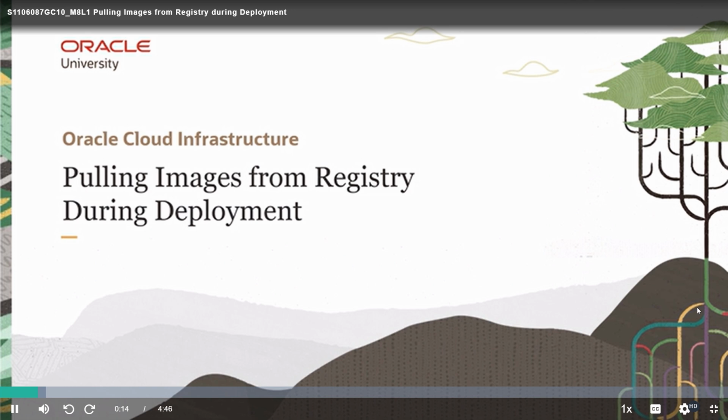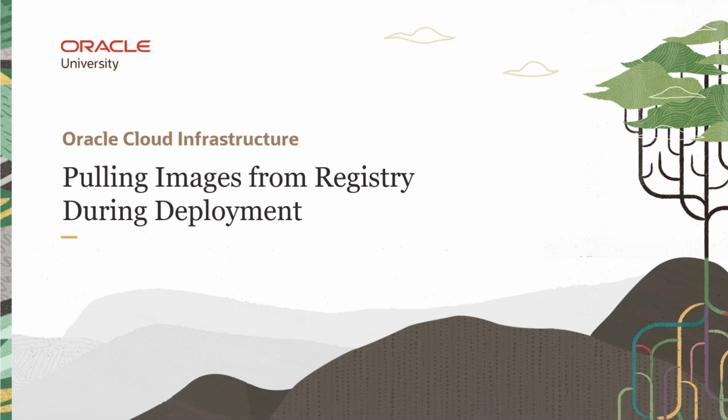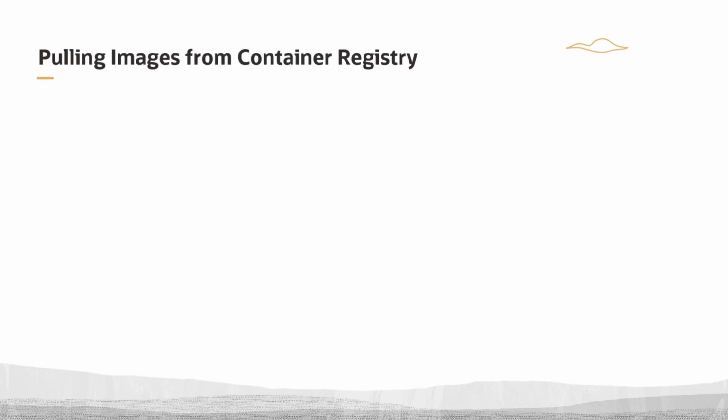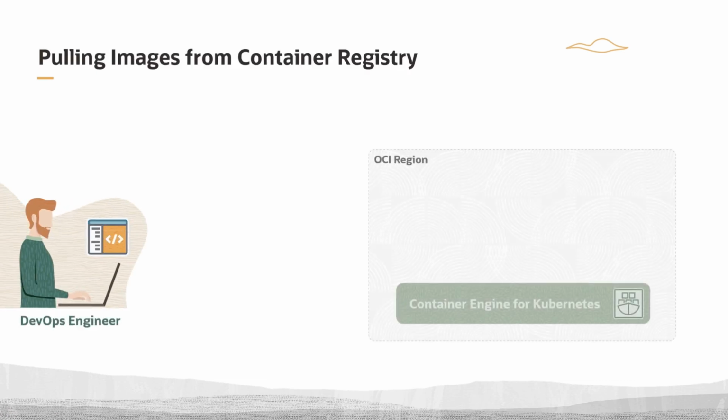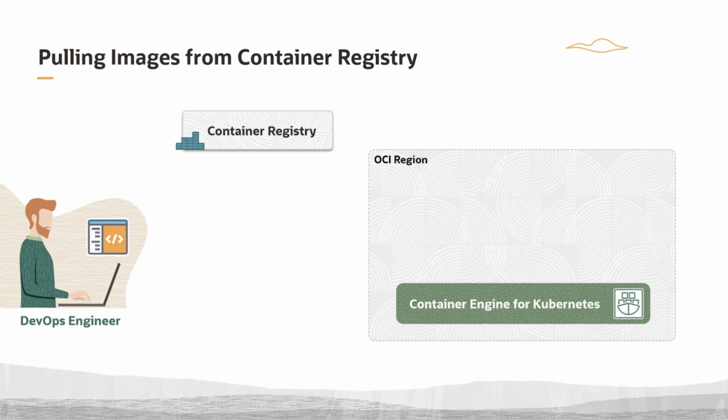Let's get started. In this lesson, we'll dive into the process of pulling images from Oracle Cloud Infrastructure Registry during deployment in a Kubernetes cluster. During the deployment of an application to a Kubernetes cluster, you'll typically want one or more images to be pulled from a container registry.